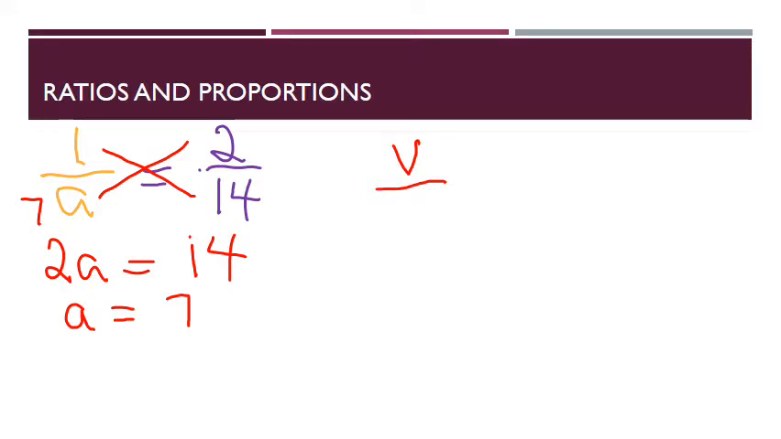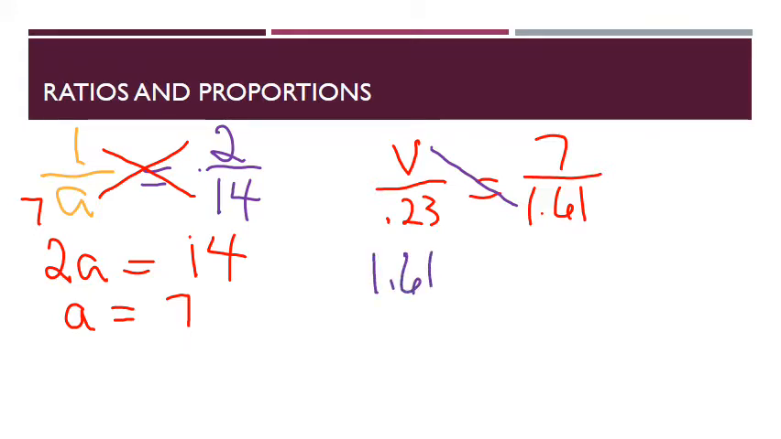We've got v over 0.23, 23 hundredths, equals 7 over 1.61. And so again, I'm just going to use my cross product. I'm going to multiply v times 1.61. That's going to give me 1.61v equals, now I'm going to multiply 7 times 0.23.